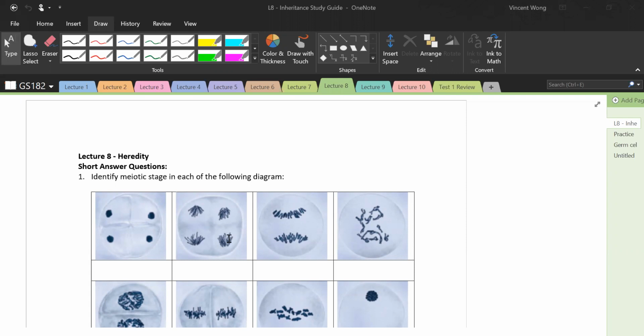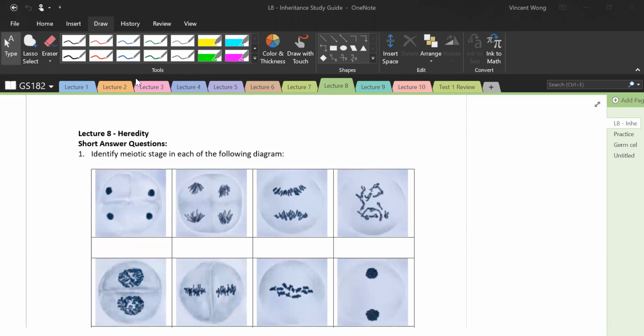Okay, so for this week, we will be doing the lesson on heredity. And the first thing we're going to do is to label these diagrams for the different stages of meiosis. Okay, so meiosis has two divisions. There's meiosis 1, and then there's meiosis 2.